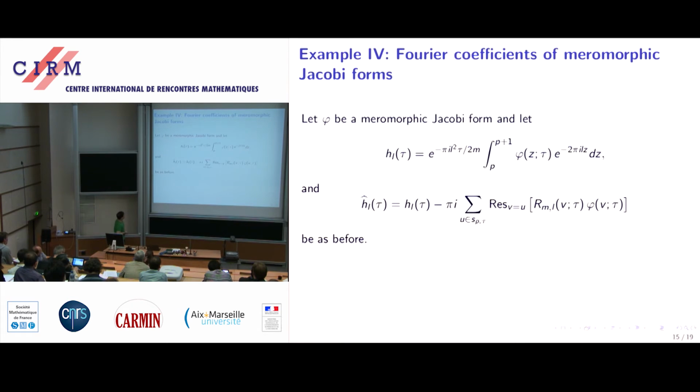So this is just to remind you what we did. We had this meromorphic Jacobi form phi. We look at the Fourier coefficients. We call it h_l. That's the holomorphic object. We corrected it. We added this thing. That's real analytic. But the good news was we ended up with a hat object that is modular.